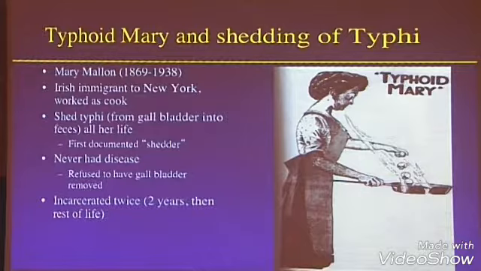She was incarcerated twice, and basically the second time they locked her up and put her on an island in New York for the rest of her life. And she refused to have her gallbladder removed, and she basically shed transiently her whole life. They were very hard on her.